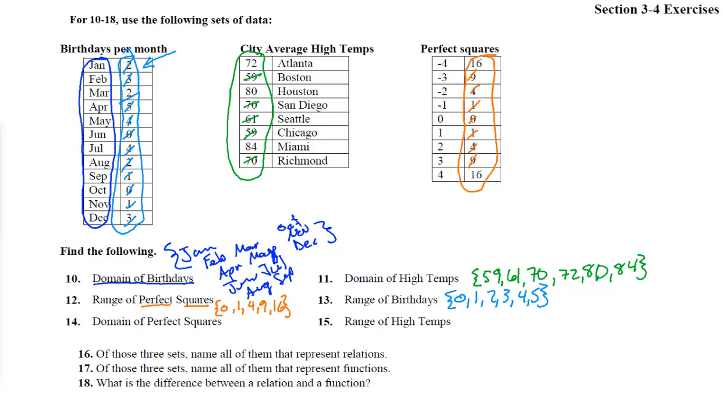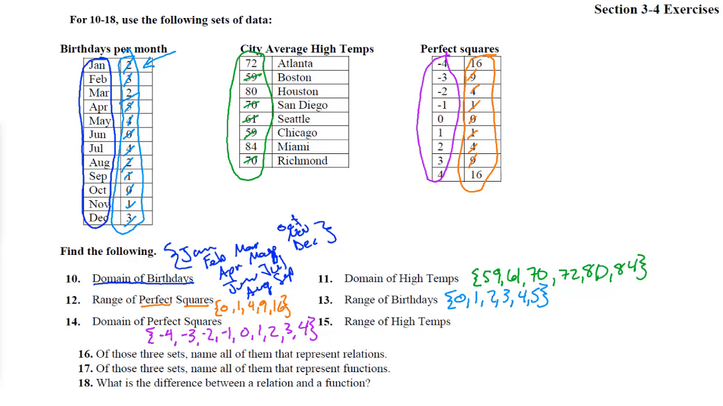The domain of perfect squares. So let's look over here, perfect squares. We're going to look at this domain right here, and it looks like, oh, it's nice and in order from -4 up to 4. So we'll write those all out. -4, -3, -2, -1, 0, 1, 2, 3, 4. And there we have it.